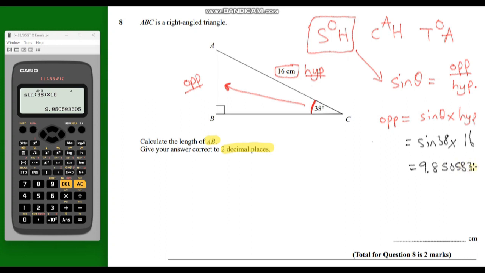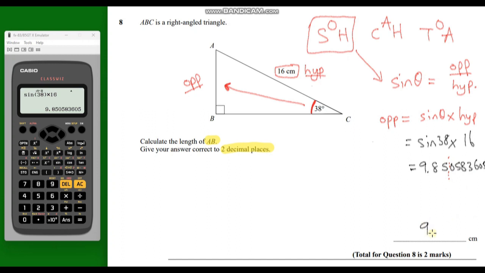9.850583, running out of room, 605. I've just about squeezed that in there. Okay, so we need to give that to 2 decimal places. So let's just put our line in. So that's the first decimal place, that's the second. So it's going to be here, and yes, we can clearly see that we're going to round down.